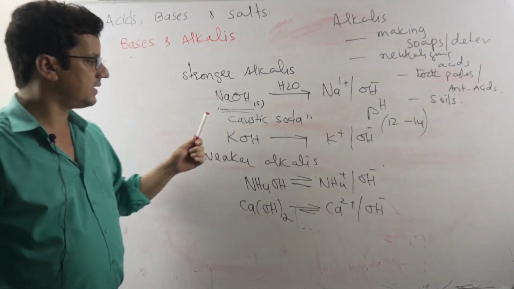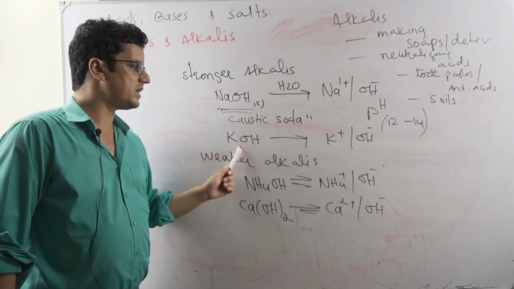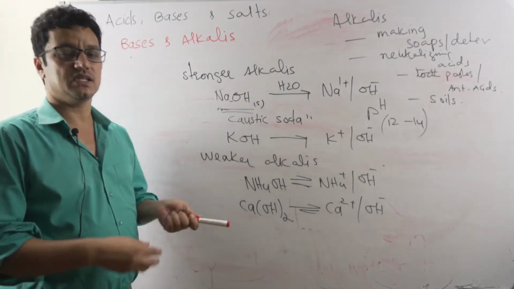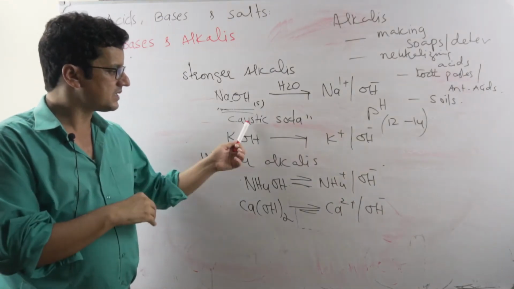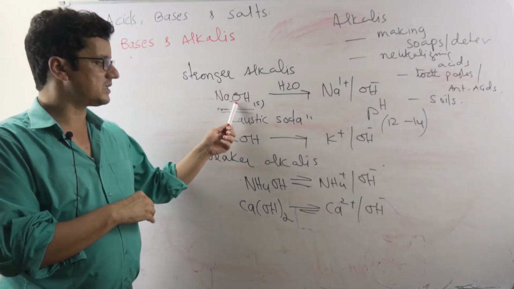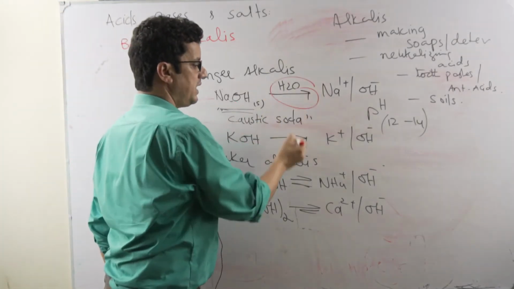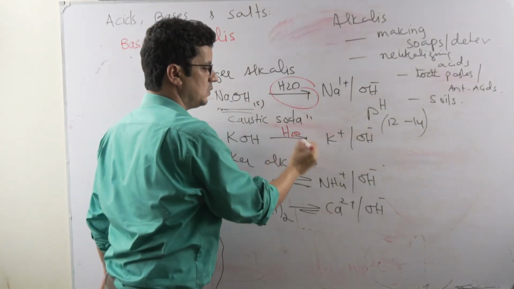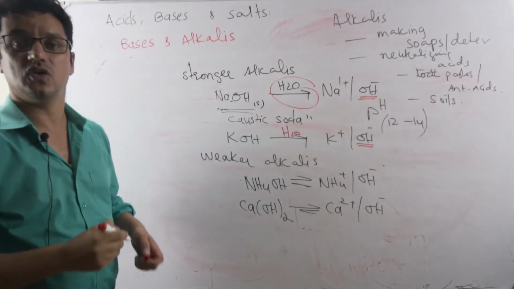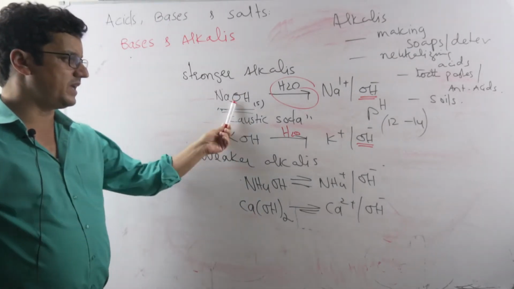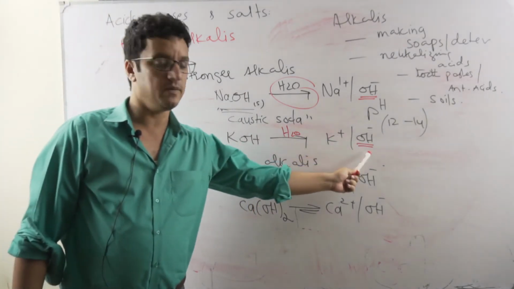Stronger alkalis like NaOH and KOH are both known as caustic, because stronger alkalis, like stronger acids, are corrosive; they will burn the skin. This is caustic soda, this is caustic potash. And look at the one-way arrow. They completely dissociate in water and provide all the hydroxyl ions, in the concentration mentioned: 1 mole per dm cubed of hydroxyl ions here, and 1 mole per dm cubed of hydroxyl ions here.